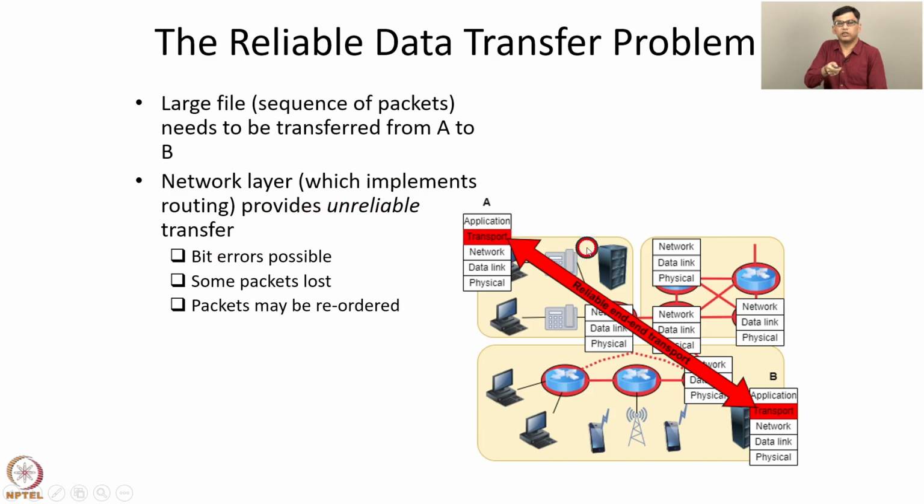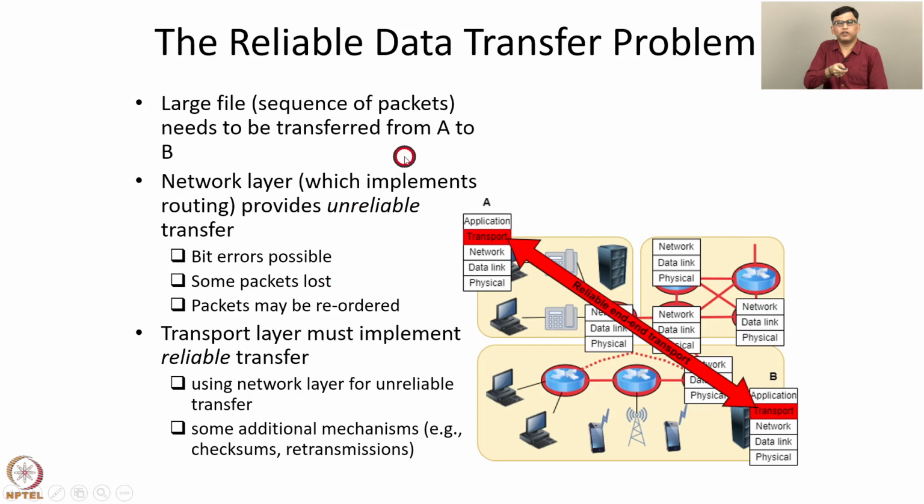That is, the network layer tries its best to transfer information from A to B, but some bit errors are possible. That is, some bits may get flipped from 0 to 1 or from 1 to 0. Some packets might get lost. Typically, a packet gets lost because a router buffer runs out of space. So there is no space in the router buffer to store the packet, so the packet is dropped. Packets may also be reordered. This happens because packets may take different routes on transit from A to B.